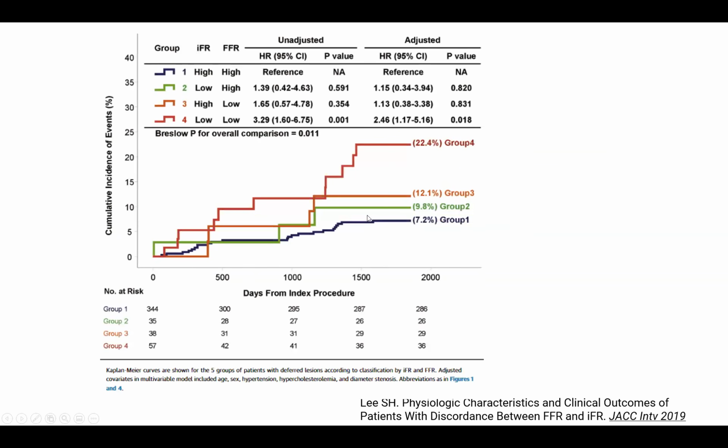This is an important study that showed that if you defer a lesion with discrepancy between iFR and FFR, the long-term outcome is the same as when you're deferring a lesion with both iFR and FFR negative. So either one, when iFR is negative or when FFR is negative, and you're deferring the lesion, the patient will do well long-term, even if the other index is positive. So you really don't need to check both, except probably in left main, okay?